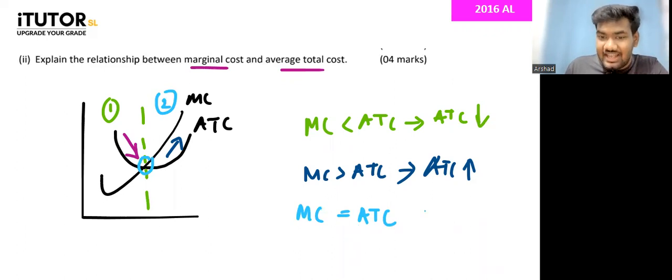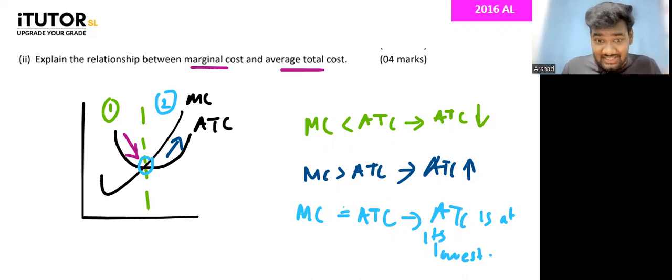you can say ATC is at its lowest. When MC equals ATC, ATC is at its lowest or is at its minimum point. Is that fine, guys? These are the points that you have to write.